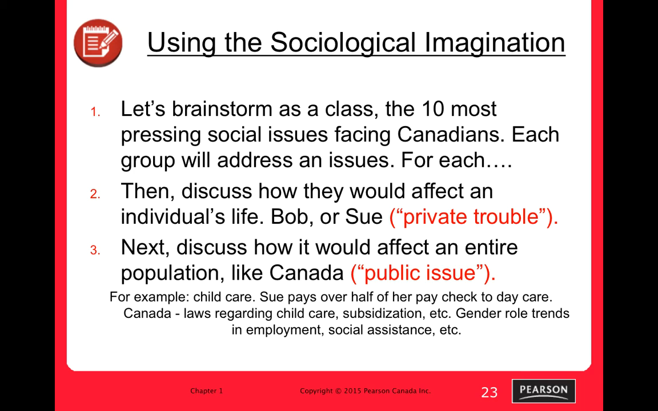For example, maybe one of our most pressing social issues is childcare. Sue pays over half of her paycheck to pay for daycare. That is a very troubling issue for Sue as an individual. On the other hand, there are lots of conclusions we could come to about childcare as a public issue. For example, we have lots of laws regarding childcare, legislation regarding subsidization, etc. Some other things we could talk about are the gender role trends in employment, social assistance, and how those things relate to childcare. The list is really endless.